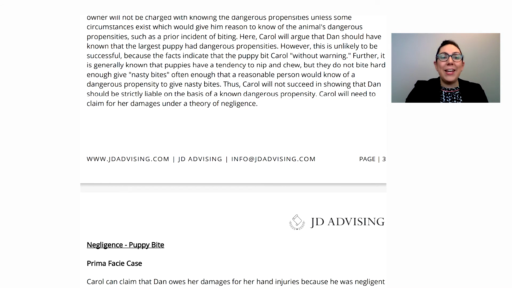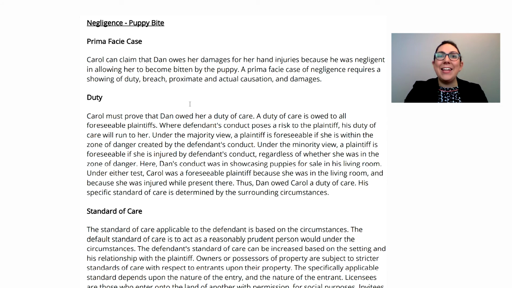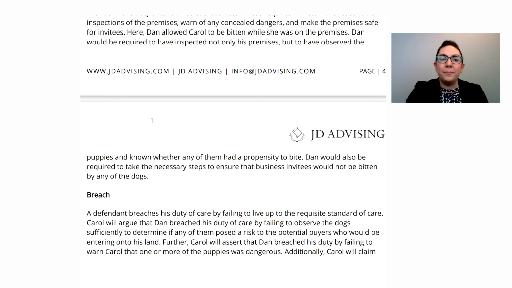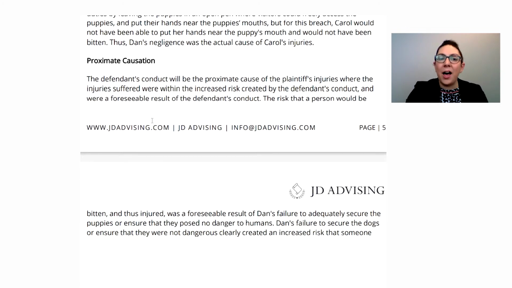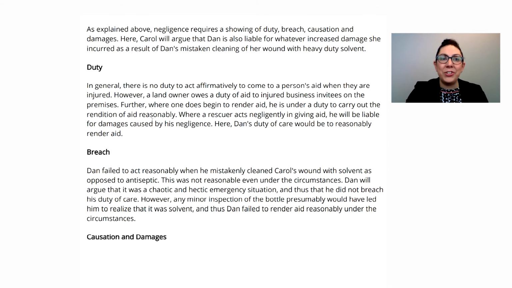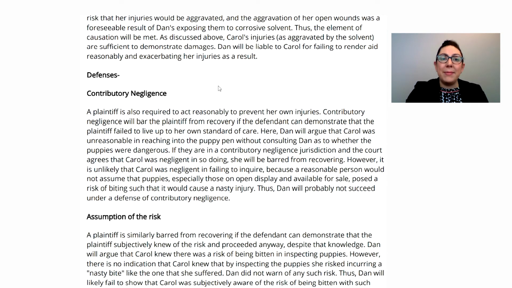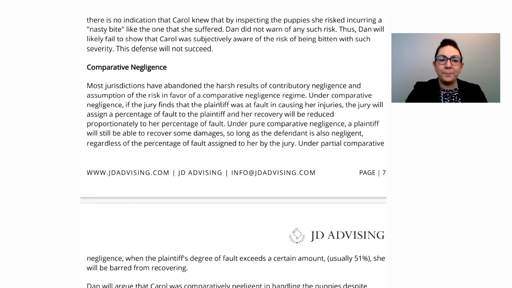They go on to do this for each of those other issues that we identified. So you can see for negligence, they identified the elements of negligence, and then they analyze in detail each and every element: duty, the standard of care, breach, causation, both actual and proximate cause, and damages. They go on to do the same thing for the solvent injury: duty, breach, causation, damages. They then go into those arguments that Dan could raise: contributory negligence, comparative negligence, and assumption of the risk. They identify all three of them here.